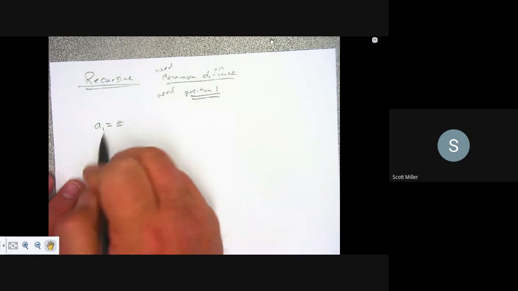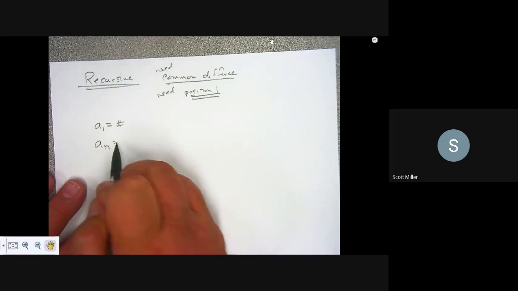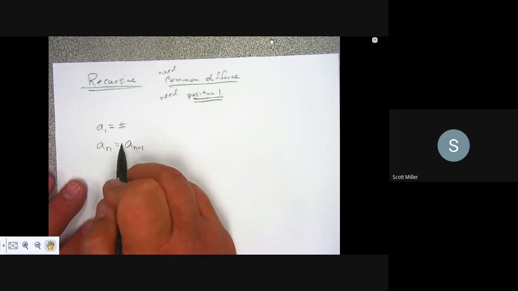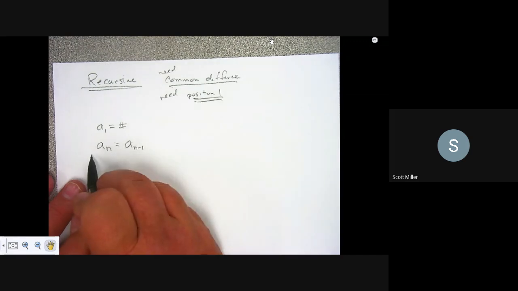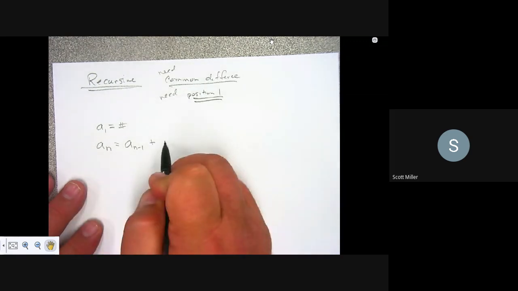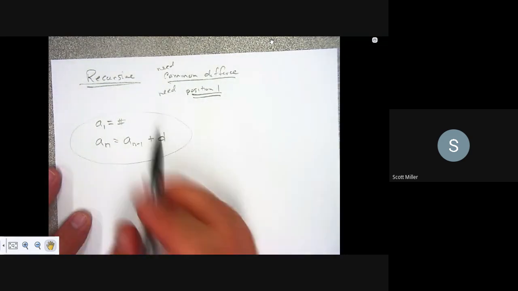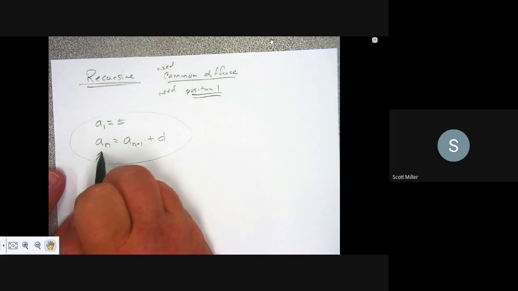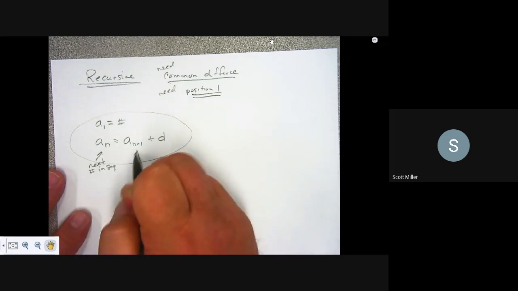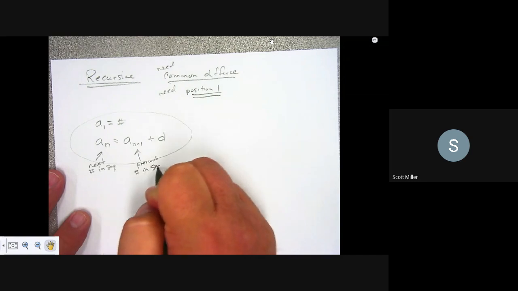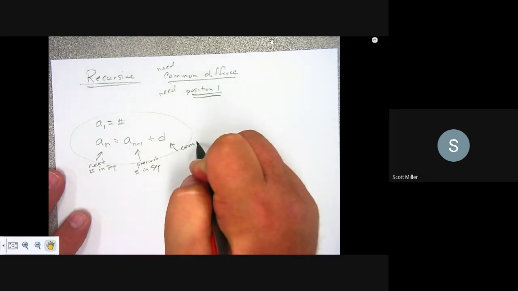Tell me where to start, and then tell me the pattern. The next number in the sequence is the previous number in the sequence, right? A sub n minus 1 is the number before that one. And then add the common difference. This is how you write a recursive rule. This is the next number in the sequence. This is the previous number in the sequence. And this is the common difference.